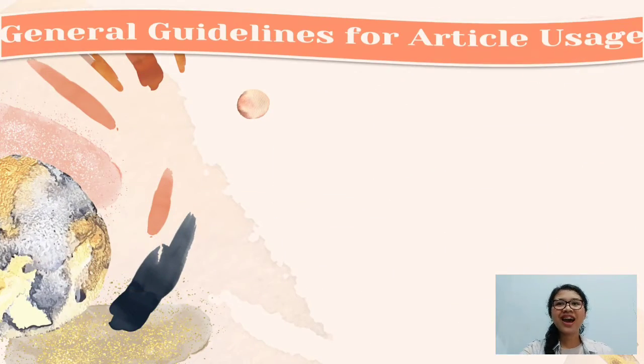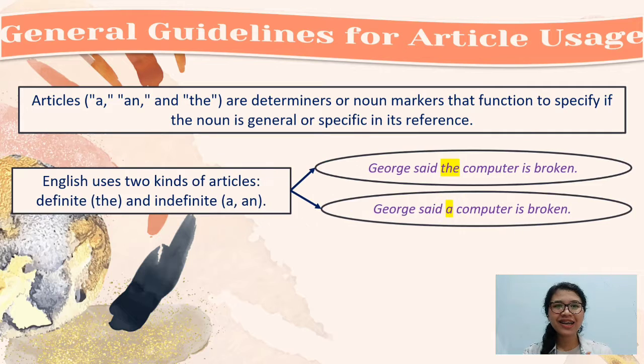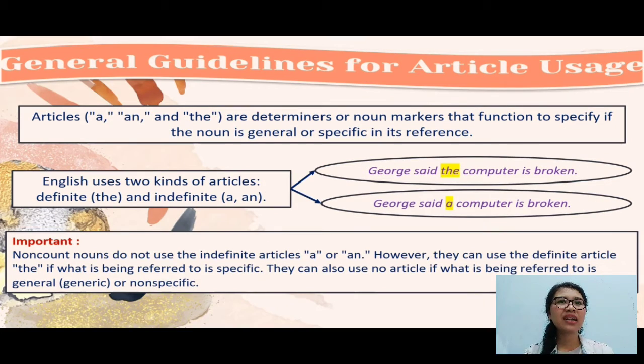As we know, there are 3 articles like a, an, and the, which are determiners or noun markers that function to specify if the noun is general or specific in its reference. So in English, we use 2 kinds of articles.